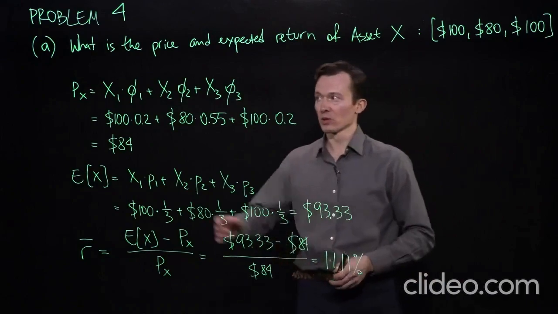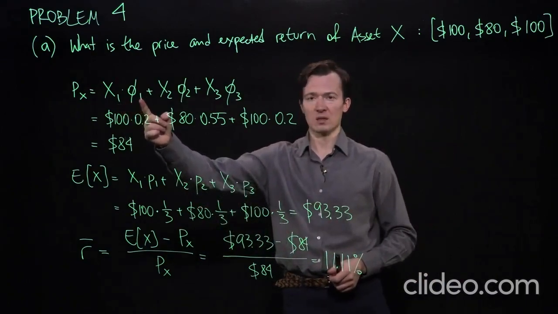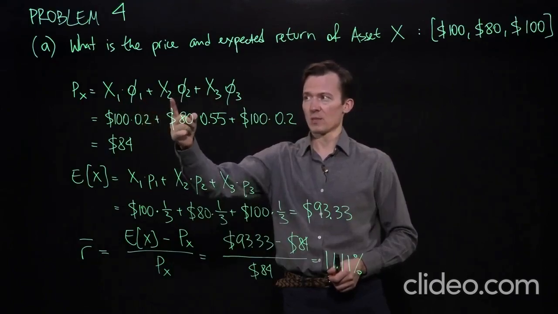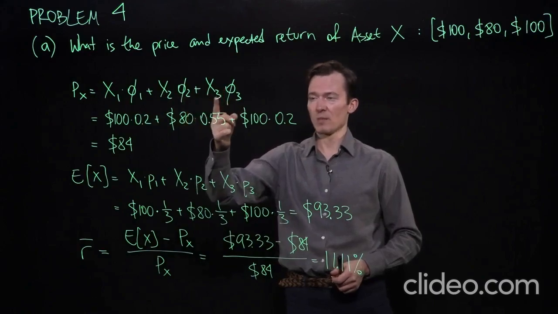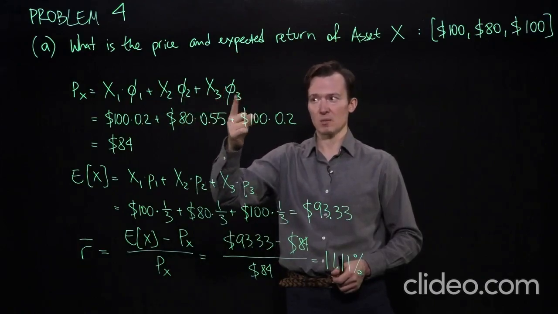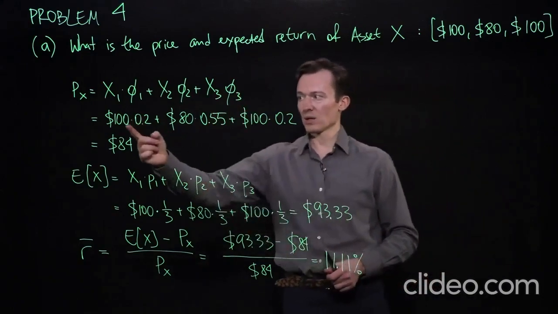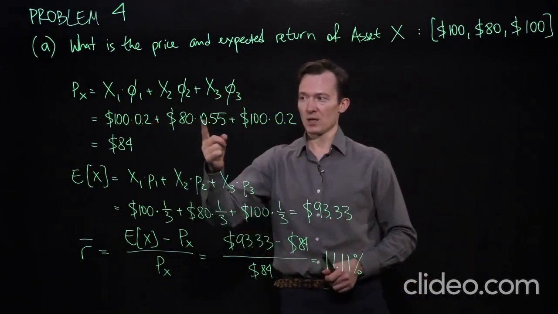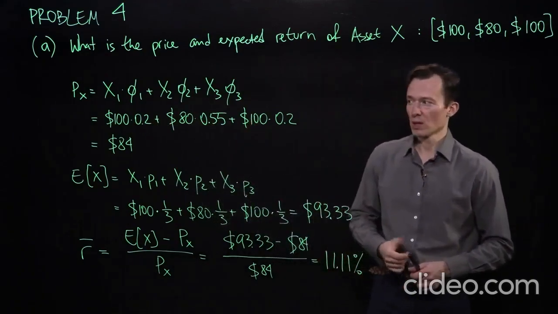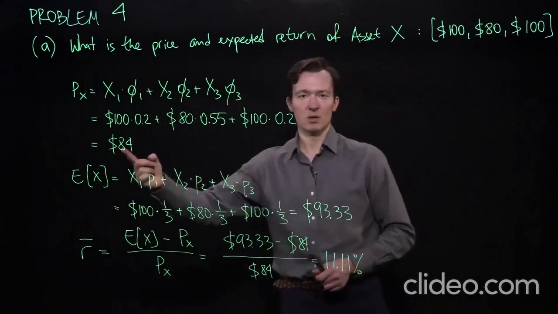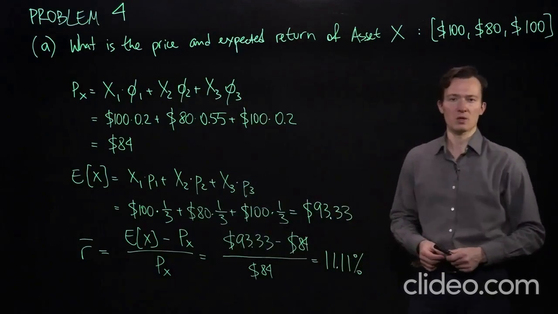The price would equal the payoff that we get from this asset in state number 1, multiplied by the state price of the first state, plus the payoff that we get in the second state multiplied by the price of the second state, plus the payoff that we get in the third state multiplied by the price of the third state. This gives us $100 times 0.2 plus $80 times 0.55 plus $100 times 0.2, which gives us $84. So the price of this asset X right now is $84.